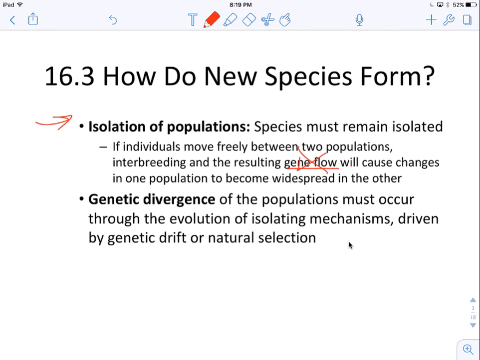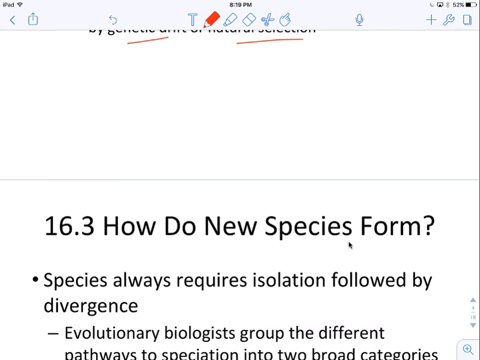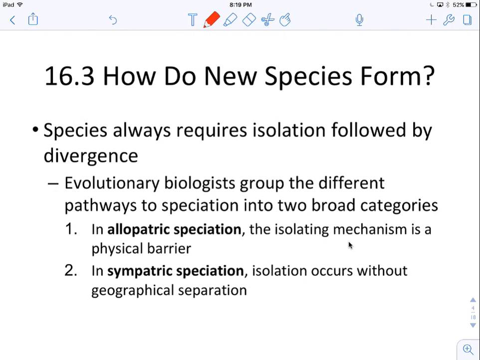After isolation, then you need to get genetic divergence. So after the population is isolated, you have genetic drift, natural selection, mutations, things like that, that change the genetics of the population enough so that they become a different species. Speciation always requires first isolation followed by genetic divergence.